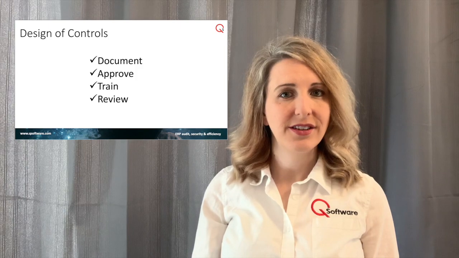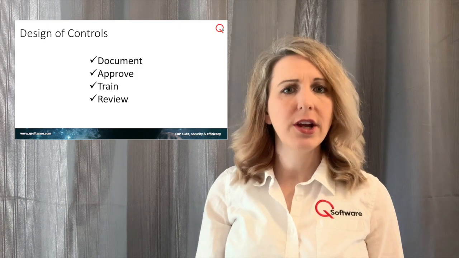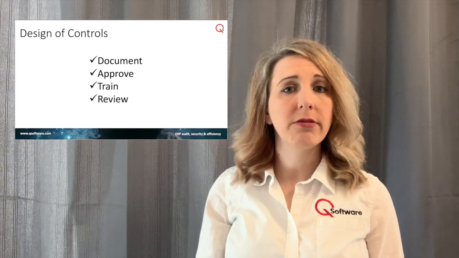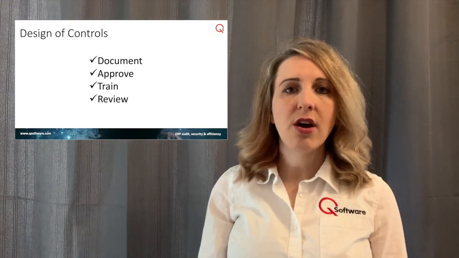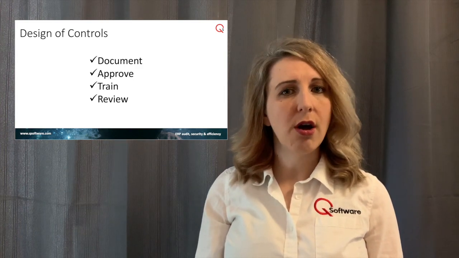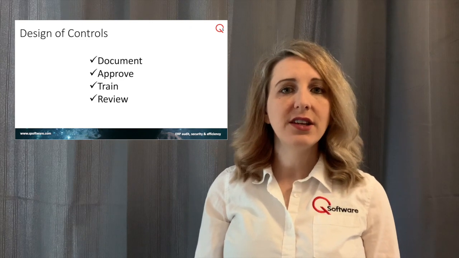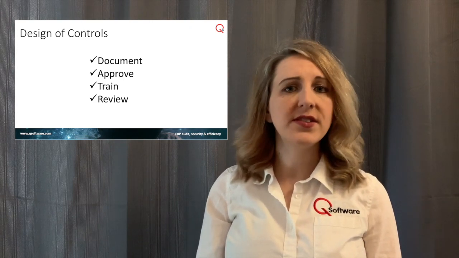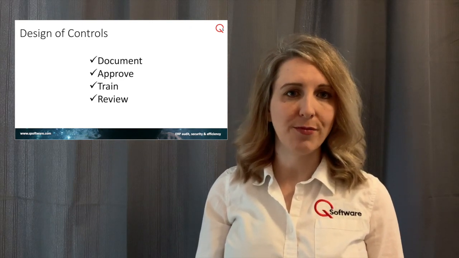When designing compensating controls, consider these tips. Documentation: create a formal document which can be reviewed by management. The document should clearly outline the original audit requirement, the reasoning for the compensating control, and the steps necessary to execute the compensating control.